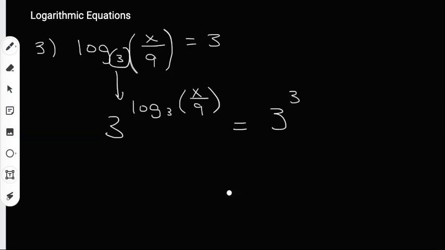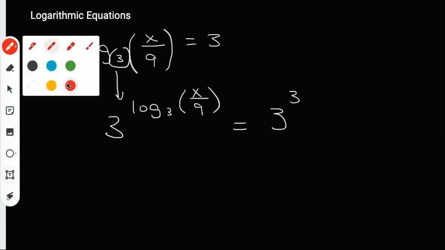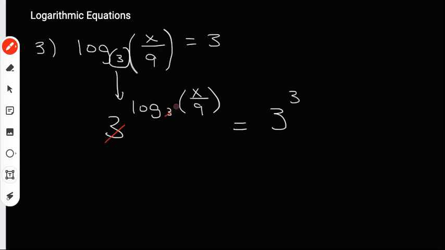So what happens on the left side? Well, the 3's are going to cancel out, since 3 is the base of the exponential expression and 3 is the base of the logarithmic expression. So whatever's inside the parentheses is just going to come out. So the x divided by 9 is going to come out. On the other side, I have 3 raised to the third power, and that's going to give me 3 times 3 times 3, which is equal to 27. So that's going to be equal to 27.